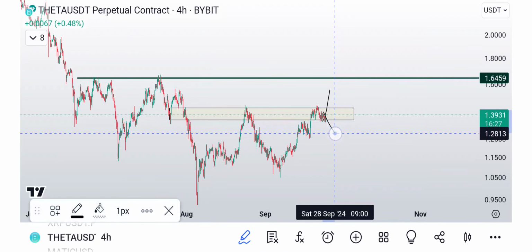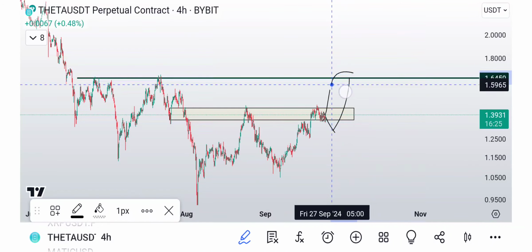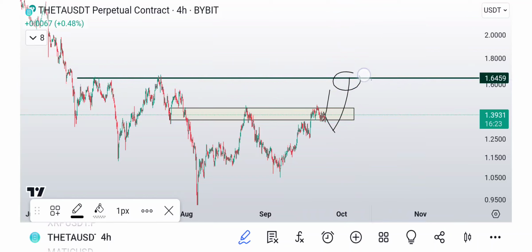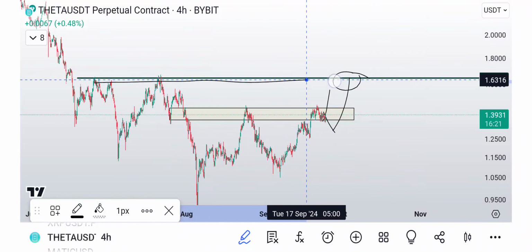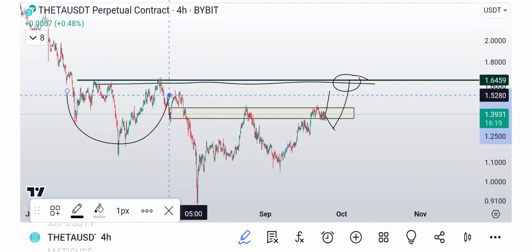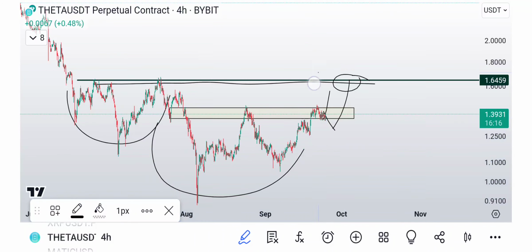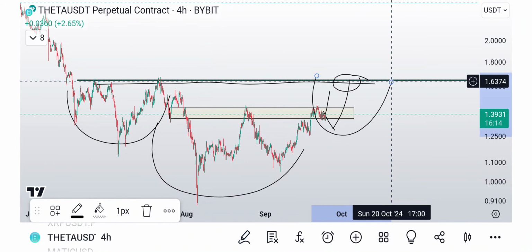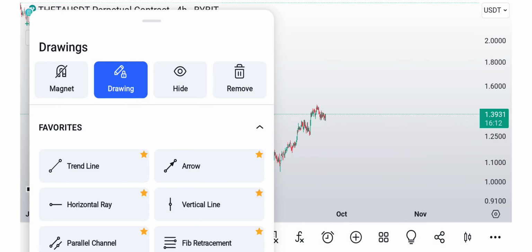Now, if we have to pull back a little bit further to get there, then so be it. But I think ultimately we're going to come back to this area. And we can start to see a shoulder, maybe a little bit of a head, and maybe we get another shoulder later on. So we'll see how all of that plays out.